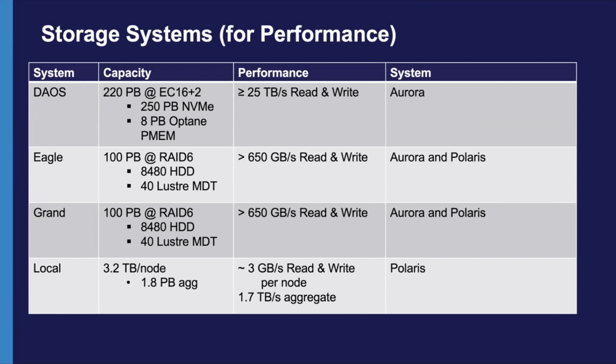There's also a home file system. I didn't mention it here because that's not intended for bulk data storage, but home would be available as it is today. So there would be no changes there. But the performance file system for Aurora is DAOS.